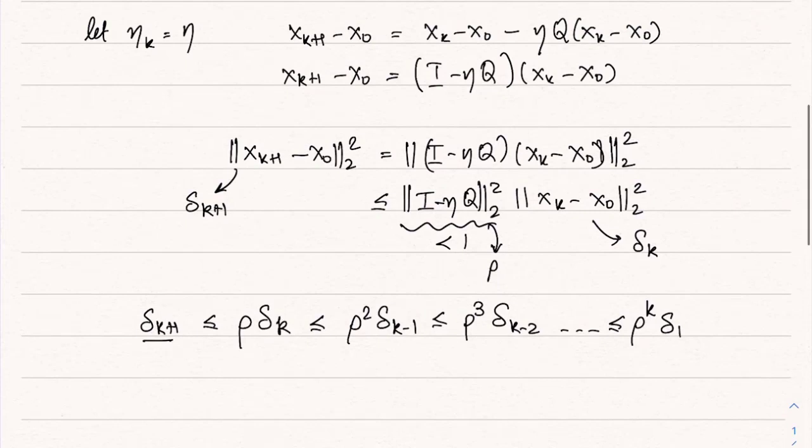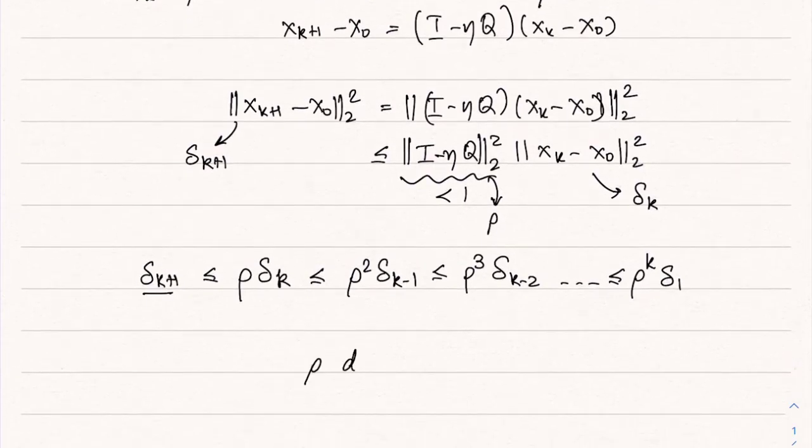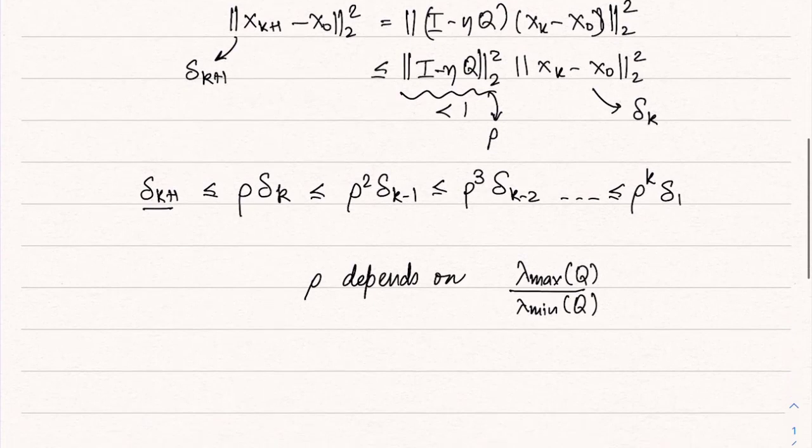Now what happens in general is that rho depends on, so what does rho depend on? See, rho depends on I minus eta Q, and therefore it depends on the eigenvalues of I minus eta Q. Now if you choose your step size appropriately, it turns out, and I'll not show this, that it depends on lambda max of Q divided by lambda min of Q. In other words, rho is small when this quantity is also small, and rho is large when this quantity is large. As in, rho is very close to 1 when this quantity is large. So it depends on this.